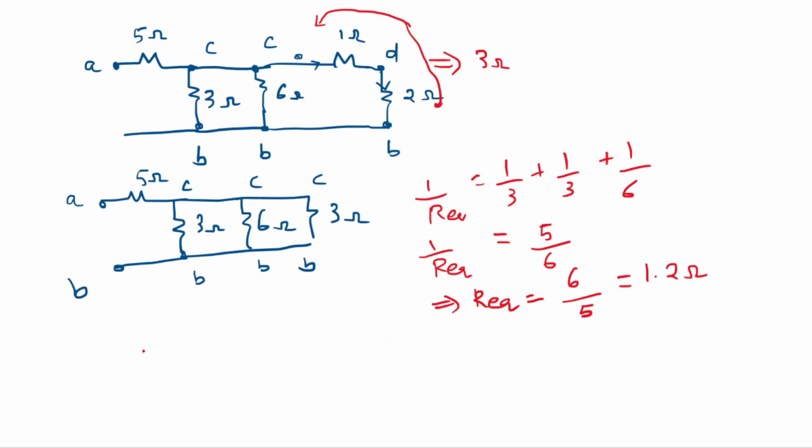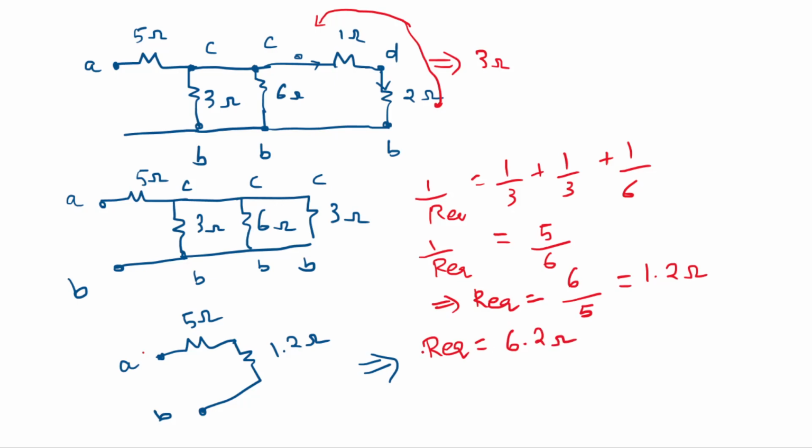Now, if we further simplify this circuit, it becomes 5 ohms, and then this is 1.2 ohms. So the R equivalent, that is R_AB, becomes 6.2 ohms.